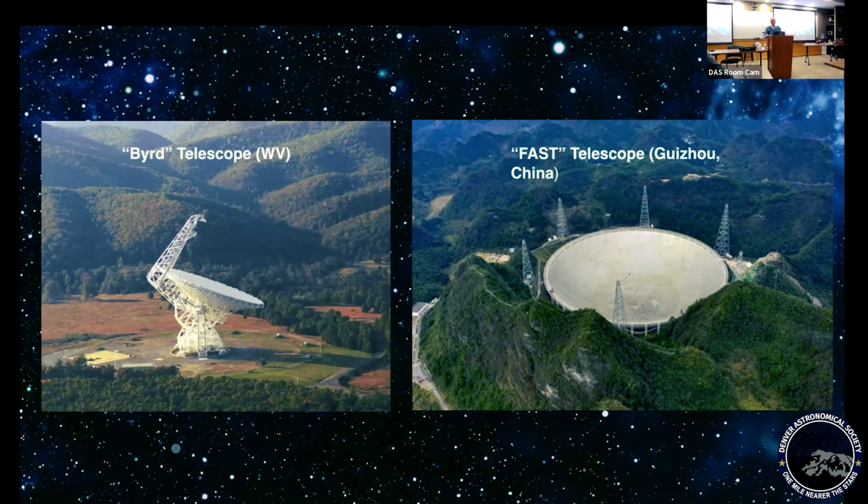It's in China. It went online in about the year 2020, so they're still tweaking it. It is 500 meters across. You can't move that. The way you steer it towards an object is that hanging from all those towers are cables which can be moved to move the receiver and the feed horns in various places above the dish, which is how it can be aimed.